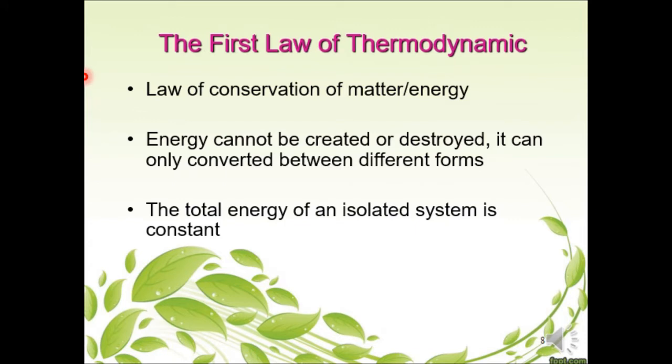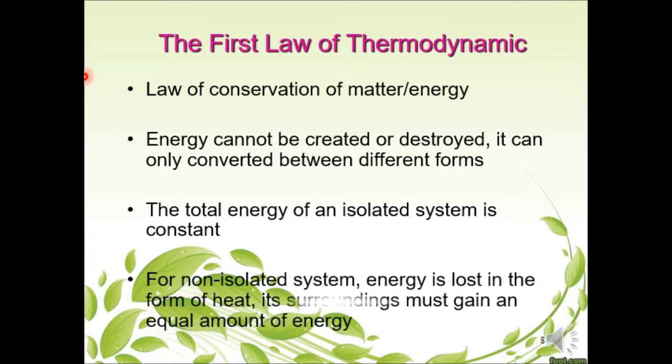Now, the total energy of an isolated system, remember you have three types of system just now, is constant. For a non-isolated system, meaning open or closed, energy is lost in the form of heat. Its surrounding will gain a similar amount of energy to that which is lost.